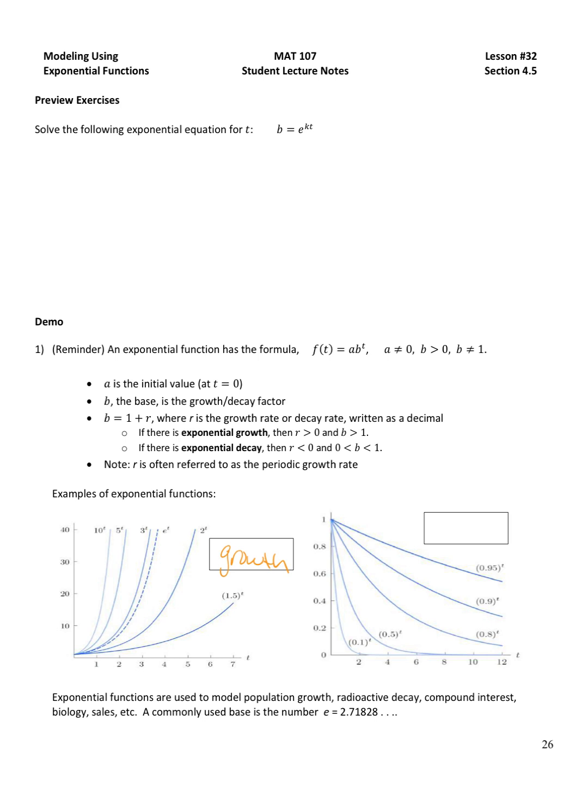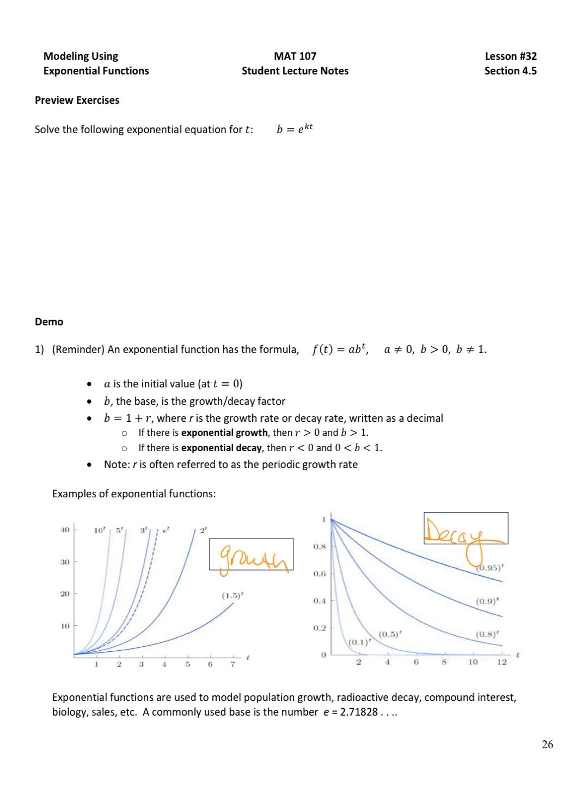And then for these functions, I have 0.1 to the t, 1/2 to the t, 0.8 to the t, 0.9 to the t, 0.95 to the t. These all represent exponential decay because the function is decreasing. And the smaller the base, the faster it decreases. So exponential functions are used to model population growth, radioactive decay, compound interest, biology, sales, many other applications.